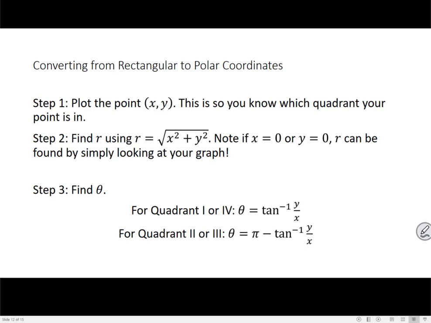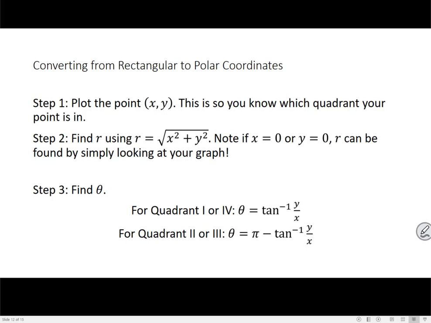The first step is to plot the point in rectangular coordinates so you know what quadrant your point is in. On your show work you don't necessarily have to meticulously plot that point every time, as long as you're able to tell me what quadrant that point is in, because that is going to help you in step 3.